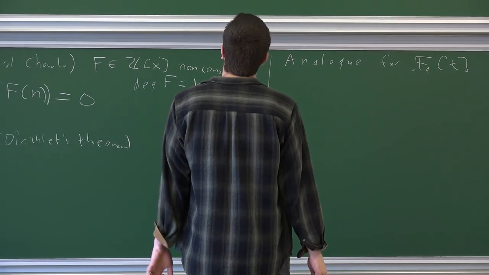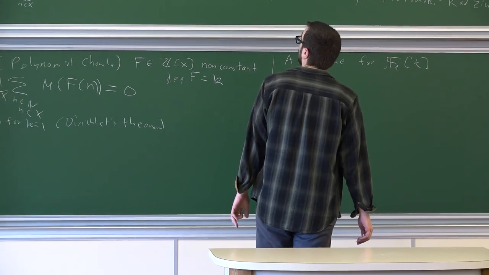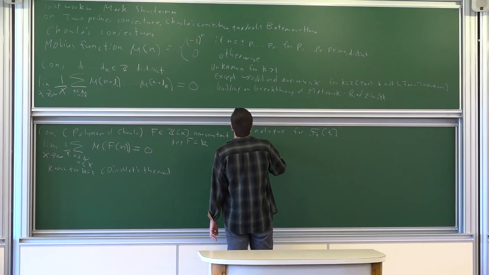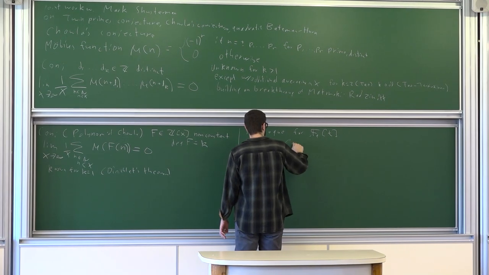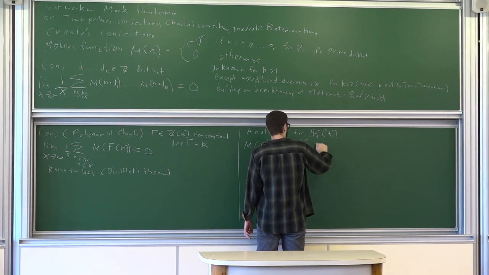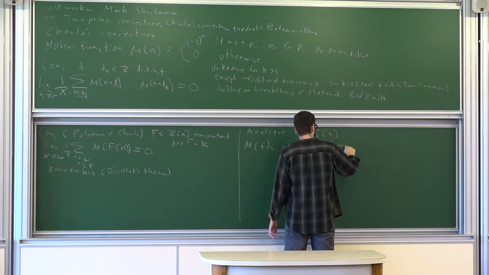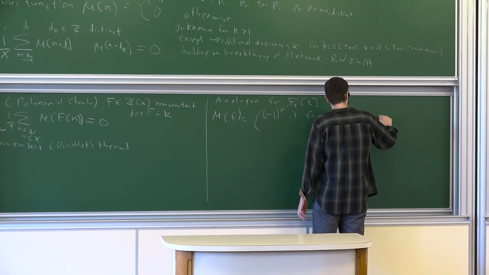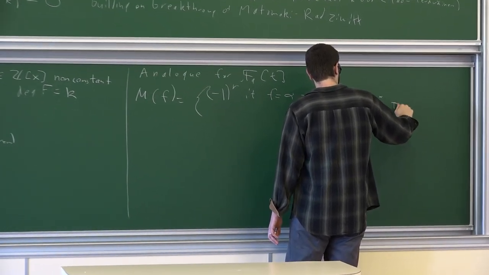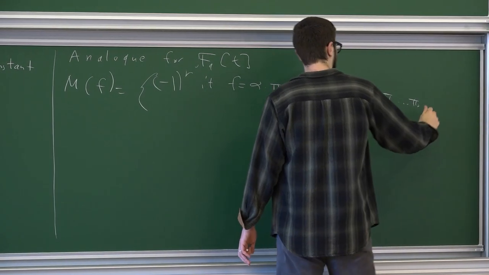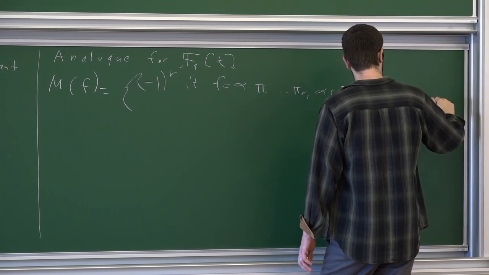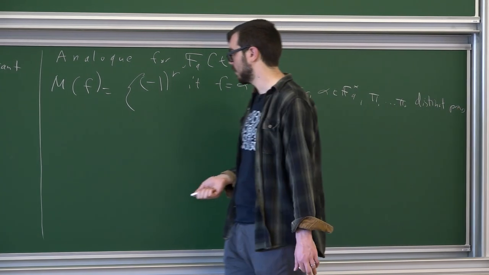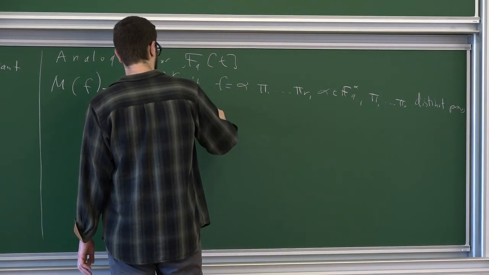And so we first need to define the Mobius function, and we'll define it in the same way. Mobius of f will equal (-1)^r if f is equal to alpha times pi_1 through pi_r, for alpha a unit in F_q and pi_1 through pi_r distinct primes, distinct monic irreducible polynomials, and zero otherwise.